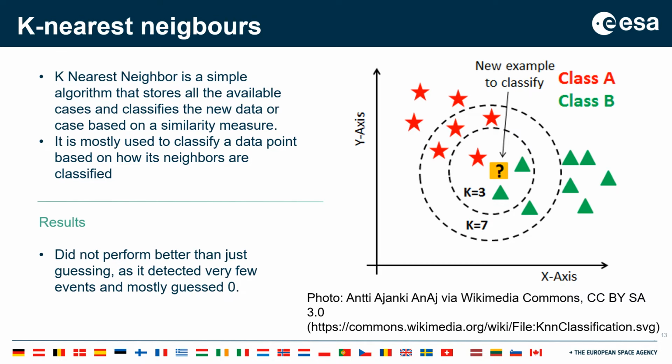In this case, k-nearest neighbors did not perform better than just guessing, as it detected very few events and mostly guessed 0 all the time. So it did not function at all in this case.